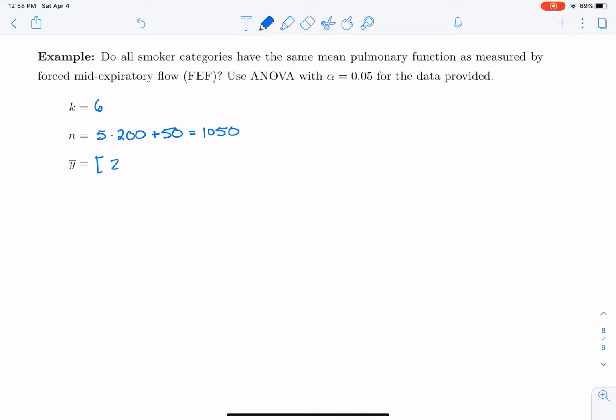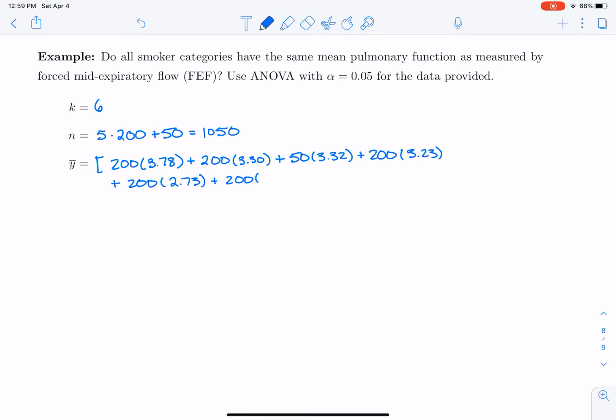So that's going to be 200 observations for the non-smoking group times 3.78, plus another 200 observations for the passive smoking group with a mean of 3.30, plus 50 observations for the non-inhaling group, which had an average of 3.32, plus 200 observations for the light smoking group, which had a mean of 3.23, plus 200 observations for the moderate smoking group, which had a mean of 2.73, and then plus 200 observations for the heavy smoking group, which had an average of 2.59.